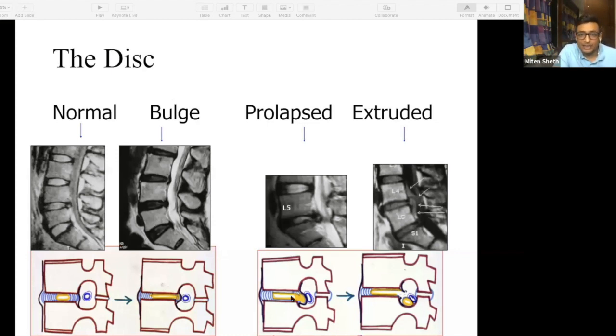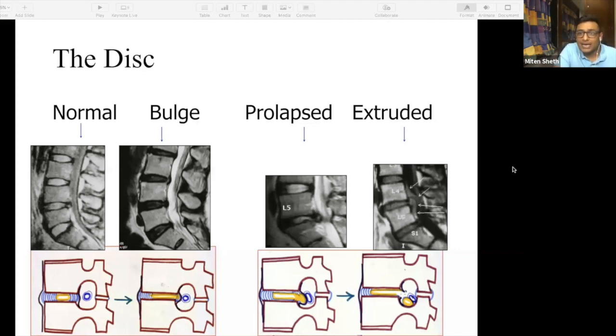Sometimes the disc material, the annular fibers and the nucleus pulposus, the main crux of the disc, protrudes outside and hits the nerve root. That is called a prolapsed intervertebral disc.